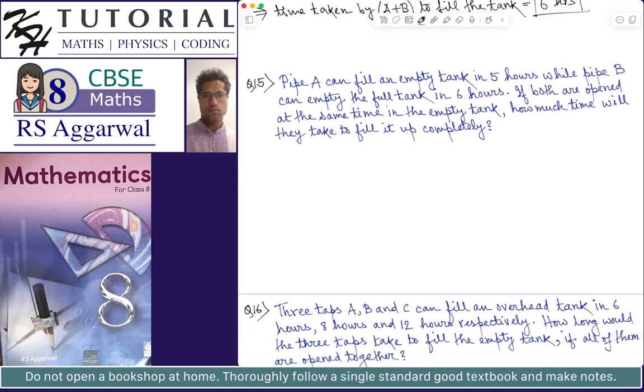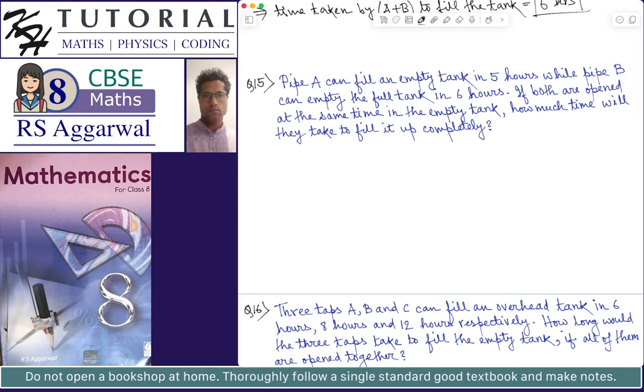Question number 15. Pipe A can fill an empty tank in 5 hours while pipe B can empty the full tank in 6 hours. So pipe A is an inlet and pipe B is an outlet. Pipe A alone can fill an empty tank in 5 hours and pipe B alone can empty a full tank in 6 hours. Okay. So if both are opened at the same time in the empty tank, how much time will they take to fill it up completely? Definitely, if pipe A is an inlet and pipe B is an outlet and both are open, the work done in 1 hour by both of them has to be positive. Only then will the tank be filled up.